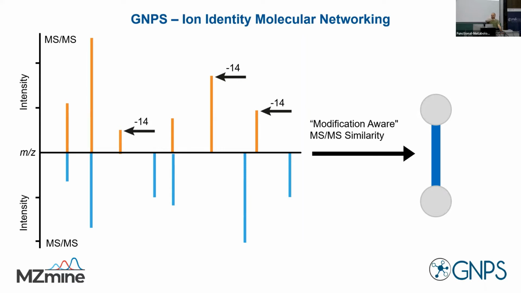Okay, there was another question. So when GNPS tries to figure out what's closely related, does it depend on how diverse and complex the data set is?